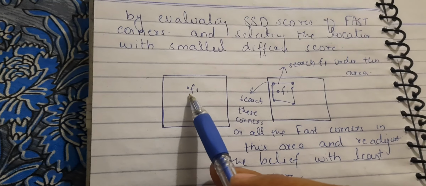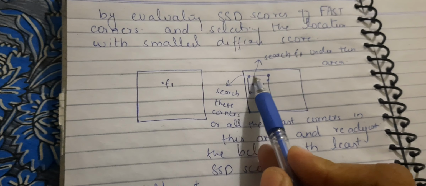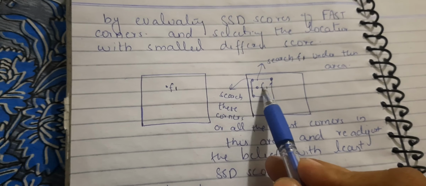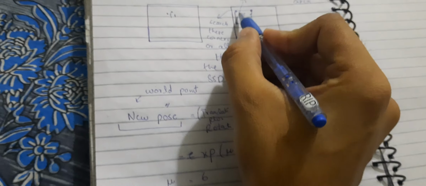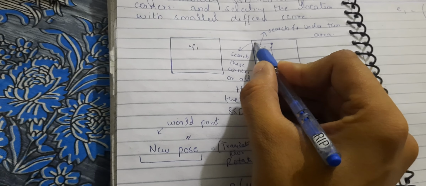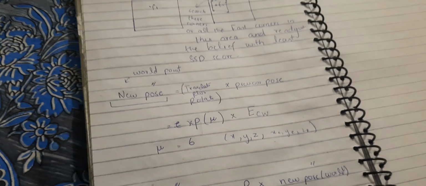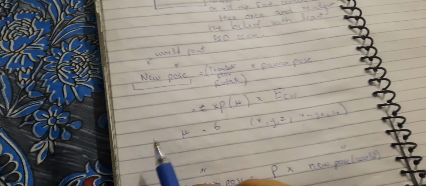Now, this was what I was talking about. This was your feature, this was your predicted location. You search this area, and in this area you search different FAST corners in this picture, and then you estimated the new location of f1. Now you have the new estimation of this feature in the camera frame.